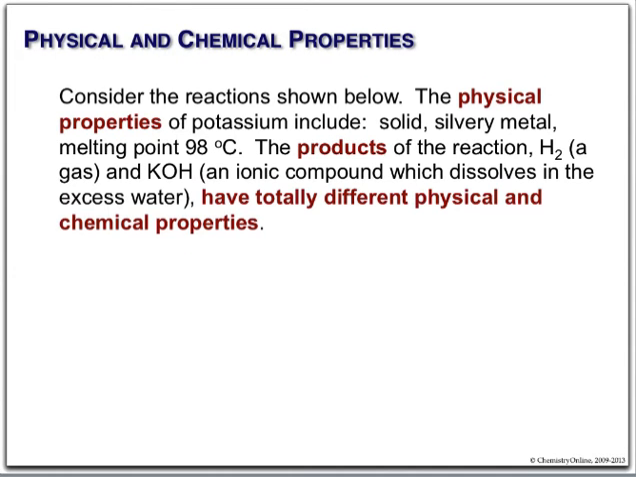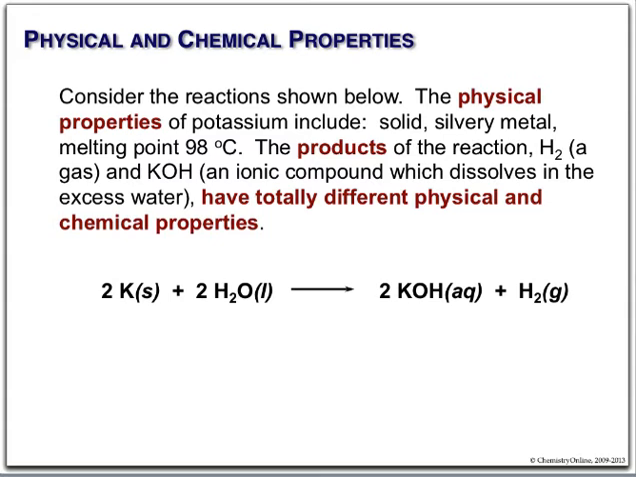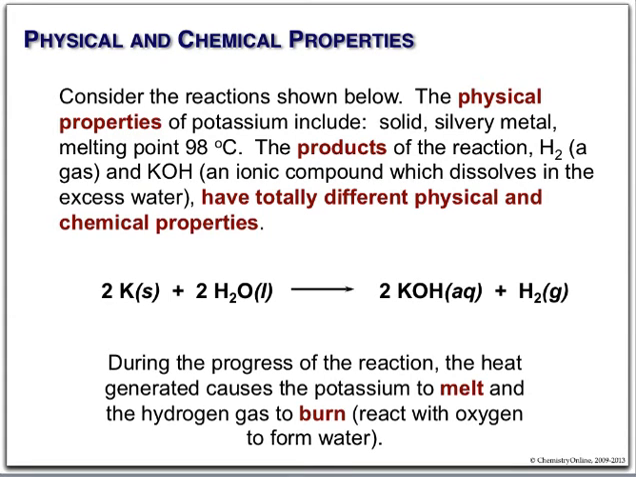An example of this would be the reaction of potassium metal with water. When these two react, we make potassium hydroxide and hydrogen gas. In this reaction, we start off with one set of substances and we wind up with a different set that have totally different physical and chemical properties. This is a clear example of a simple chemical change.